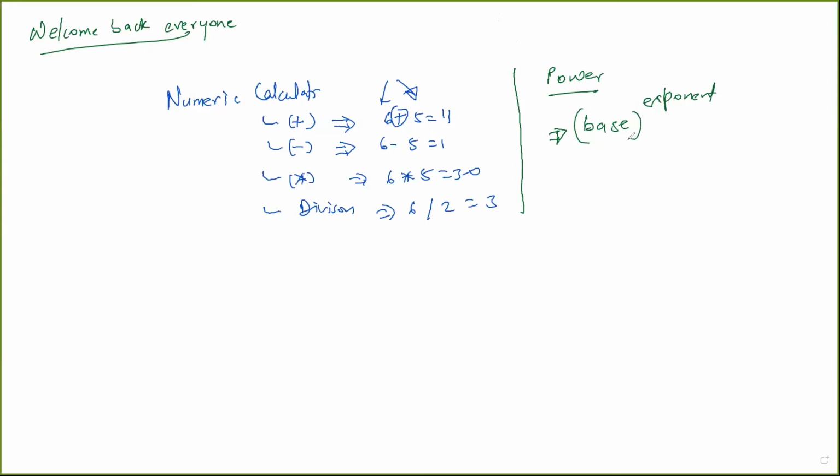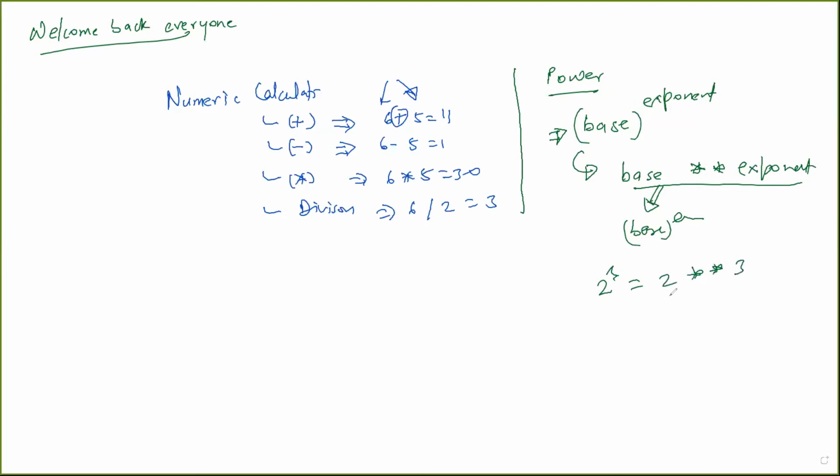Addition, subtraction, multiplication, division, and all other numeric calculations are easy to do in most programming languages, and Python is not an exception to this. So how do you exactly do this task? We write the base, then the multiply sign, then the exponent. This gives us the base raised to the exponent. Suppose you want to do 2 cube, you can write it as 2, asterisk, asterisk, and then 3. We'll look at it programmatically in a minute.